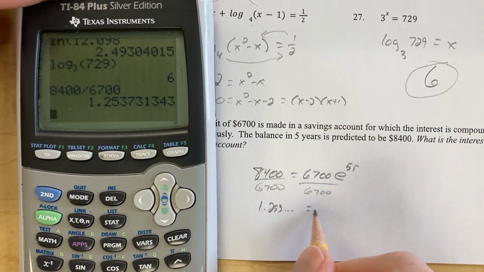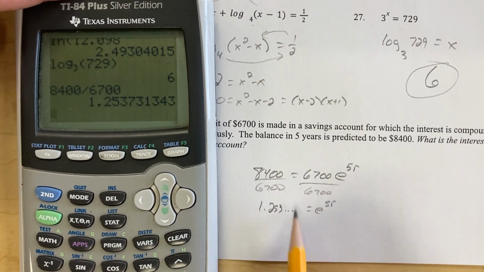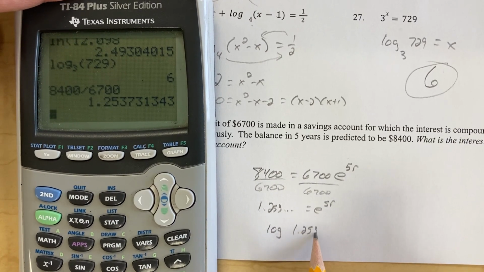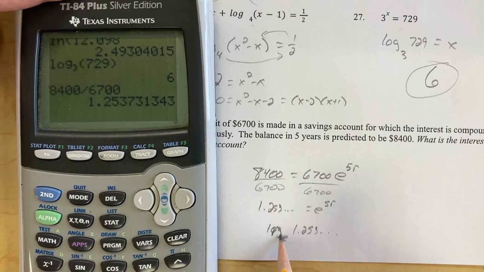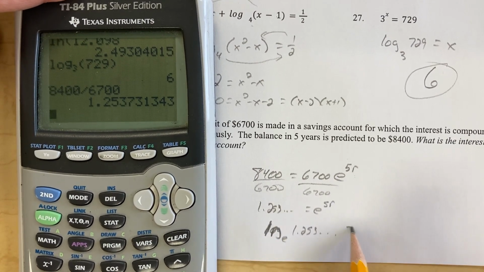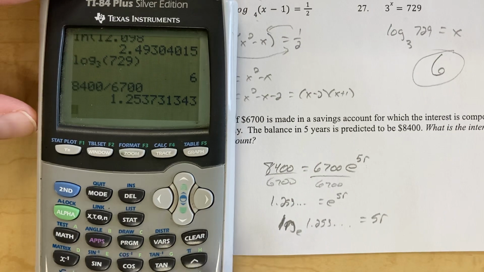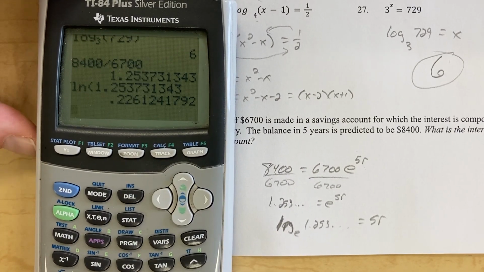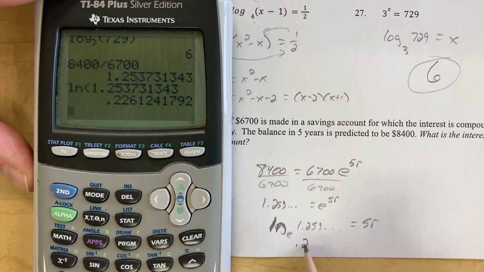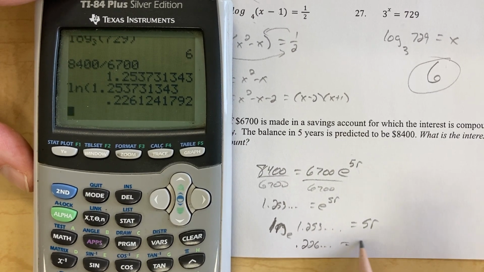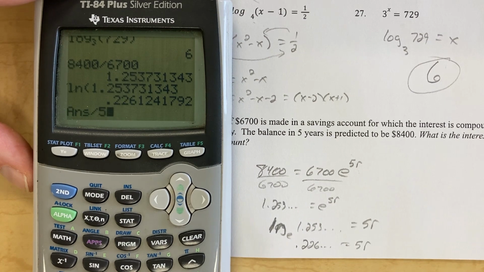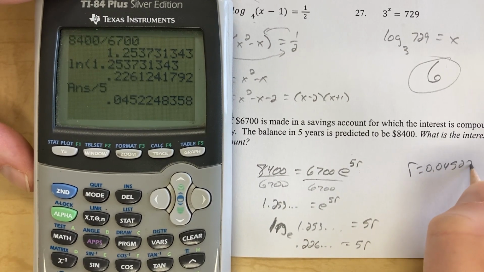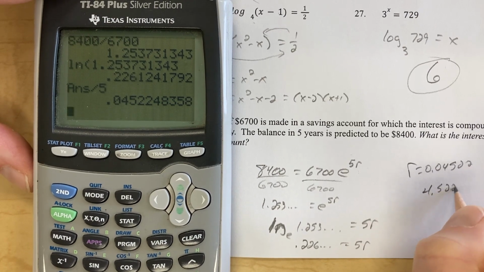1.253 and so on equals e to the 5r. It's an exponential. I don't like it, so we're going to switch it into a log. Log of 1.253 and so on, base e, which means this will be a natural log, equals 5r. So I'm now going to take the natural log of that big number right there, and that gives me this. 0.226 and so on equals 5r, and then we're going to divide it by 5. So our interest rate is 0.04522, or 4.522%.